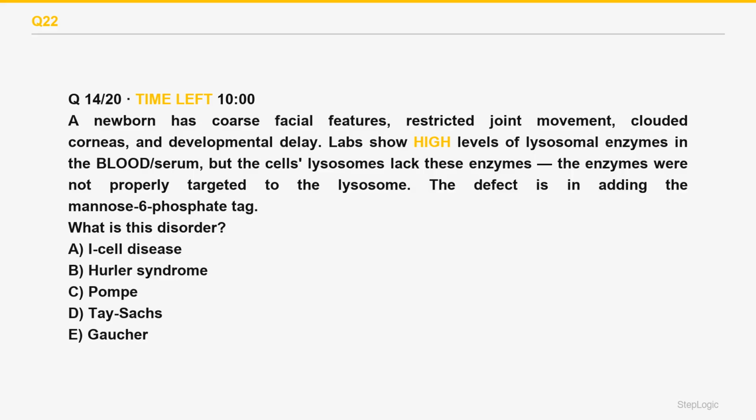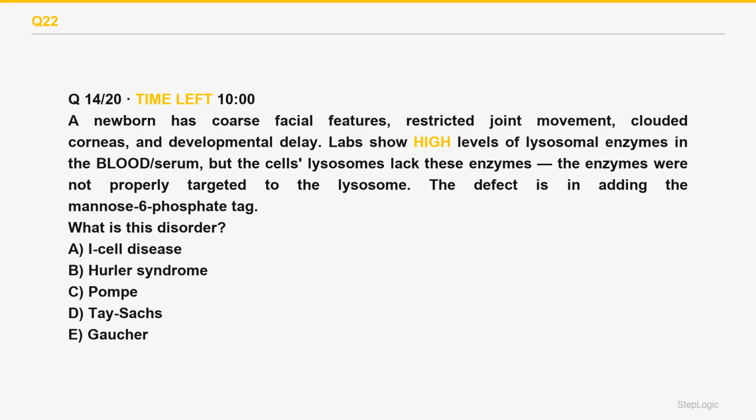What is this disorder? A newborn has coarse facial features, restricted joint movement, clouded corneas, and developmental delay. Labs show high levels of lysosomal enzymes in the serum, but the cell's lysosomes lack these enzymes. The enzymes were not properly targeted to the lysosome. The defect is in adding the mannose 6-phosphate tag.